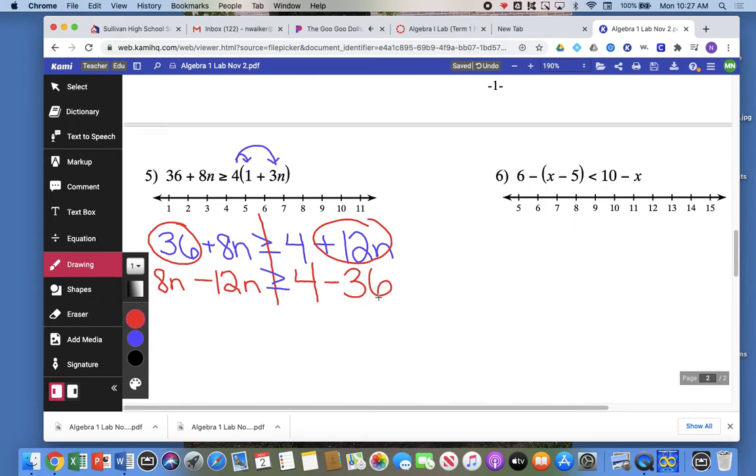Like terms. So we're just following the rules that we see on each side. So what would 8n minus 12n give me? Negative 4n is greater than or equal to 4 minus 36, negative 32. And then our last step is to divide by negative 4.